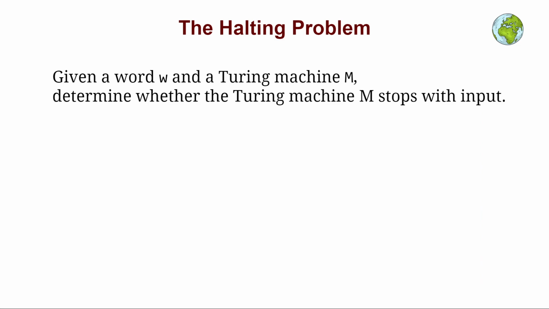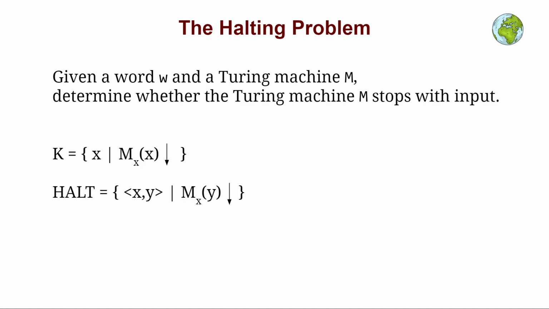In theory of computation, the halting problem is the problem of determining, given a computer program and an input, whether the program will finish running, that is, if it will stop, or if it will continue to run forever. Hence, we can see this as given a word W and a Turing machine M, we need to determine whether the Turing machine M will stop with the input. So, this problem is commonly described as one of these two languages and problems.